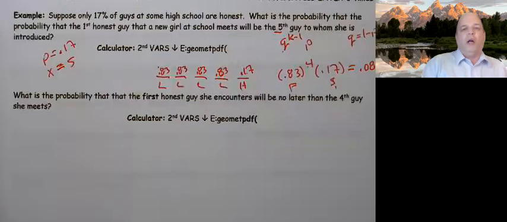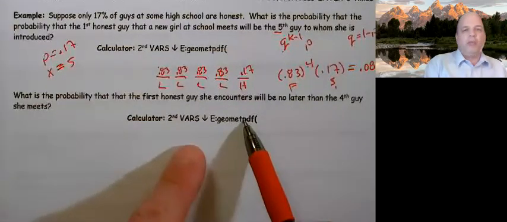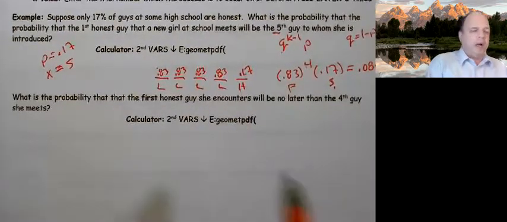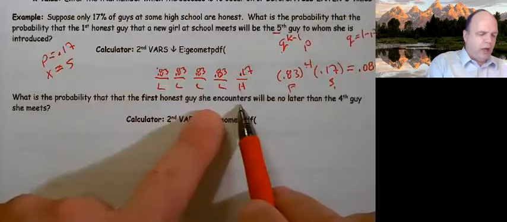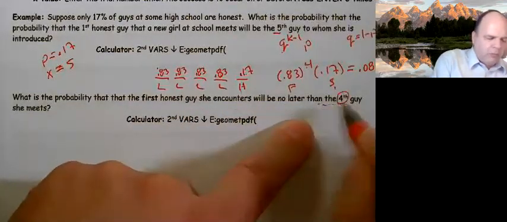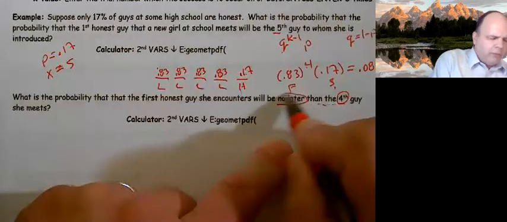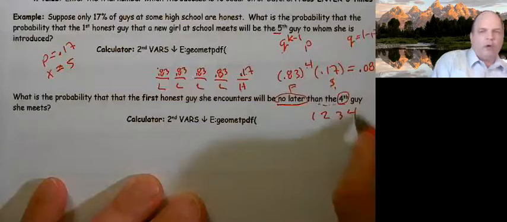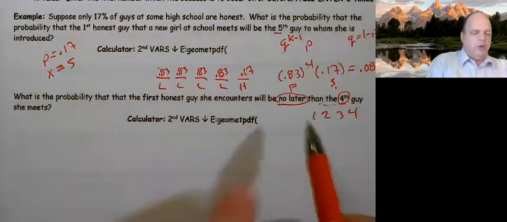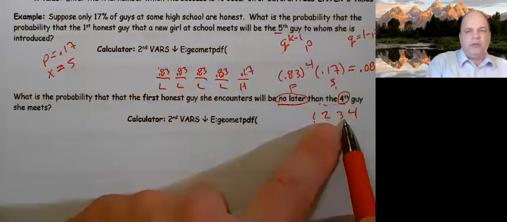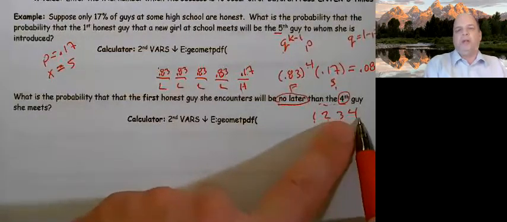Now for the one that takes a whole lot of time. We're going to do a PDF. We're going to show you this work by a PDF, even though this is really a CDF. It says, what is the probability that the first honest guy she encounters will be no later than the fourth? So we have no later, which means we could be on the first one, the second one, the third one, or the fourth one. So that means I need to do, what's the probability of it happening on the first one, plus the probability of the second, plus the probability of the third, plus the probability of the fourth.